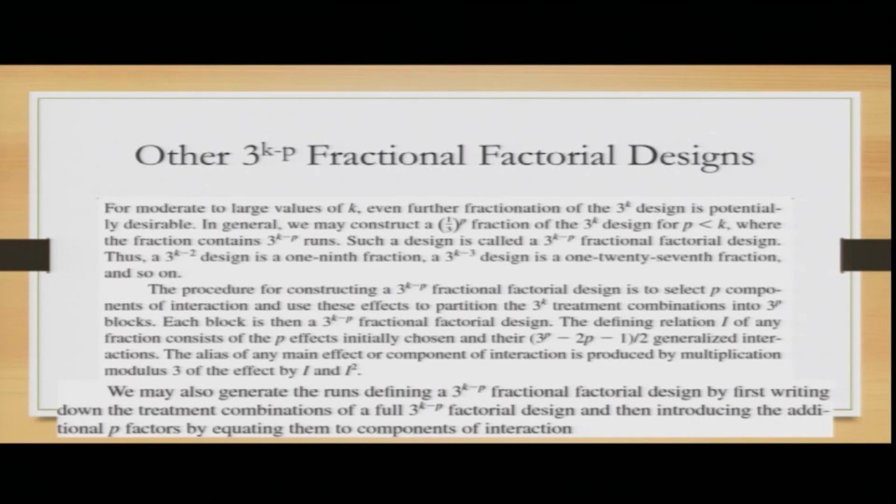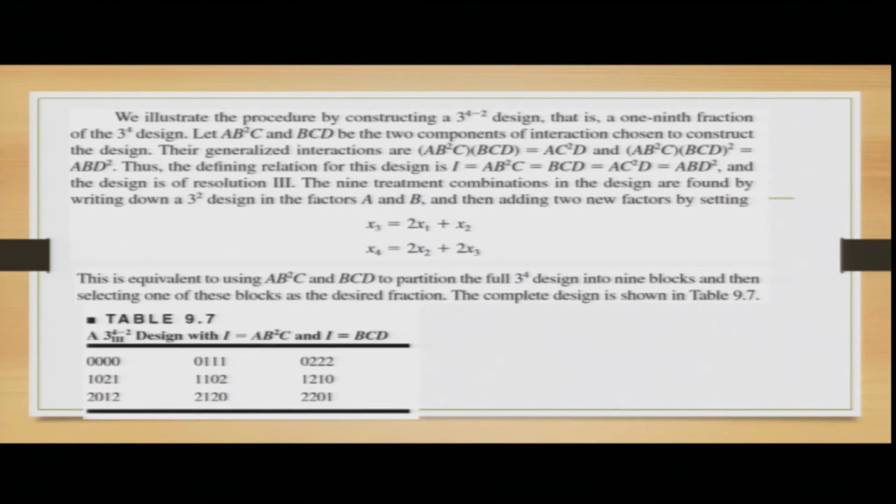We may also generate the runs defining 3^(k-p) fractional factorials by first writing down the treatment combinations of a full 3^(k-p) factorial design and doing the work accordingly. We illustrate the procedure by constructing a 3^(4-2) design, that is a 1/9 fraction of the 3^4 design.